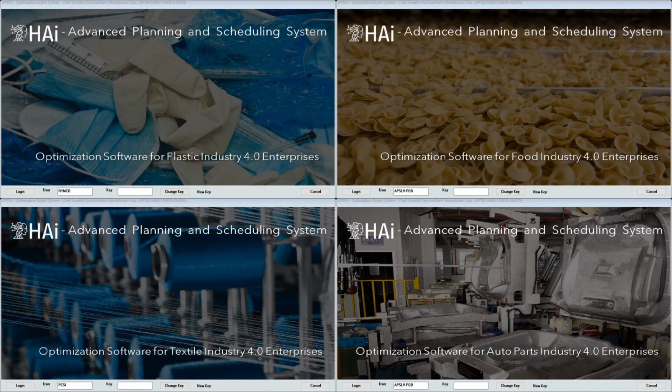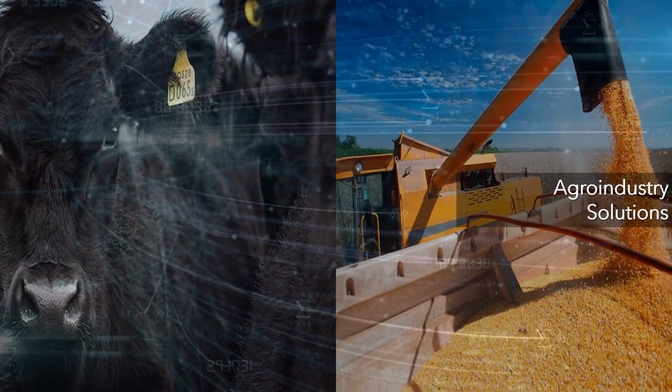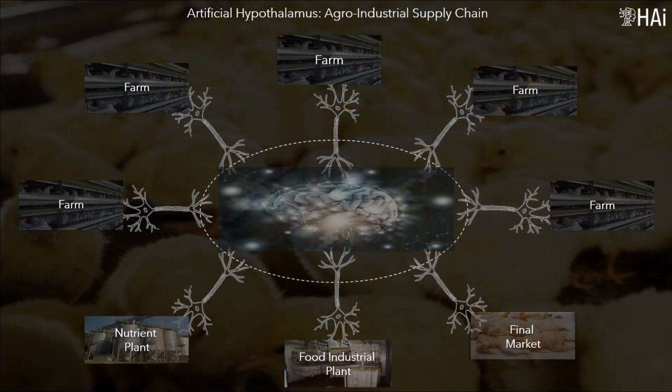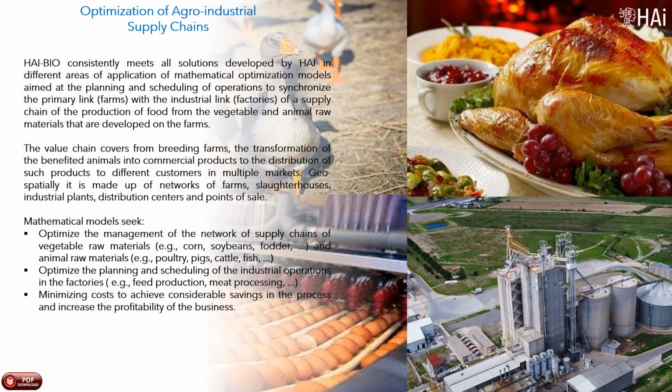Related with enterprise-wide optimization. Optimization of agro-industrial supply chains. HI Bio consolidates all solutions developed by HI in different areas of application of mathematical optimization models, aimed at the planning and the scheduling of operations to synchronize the primary link, in the farms, with the industrial link, in the factories, of an agro-industrial supply chain, to produce food from the vegetable and animal raw materials that are developed on the farms. The value chain covers from breeding farms, the transformation of the benefited animals into commercial products, to the distribution of such products to different customers in multiple markets.